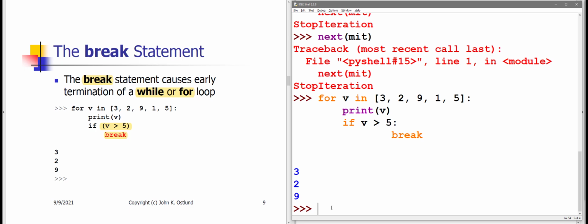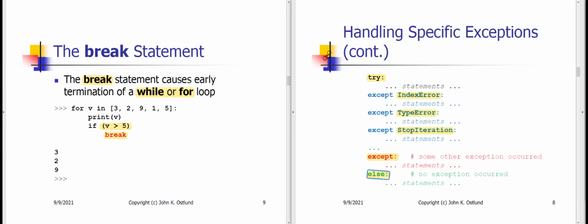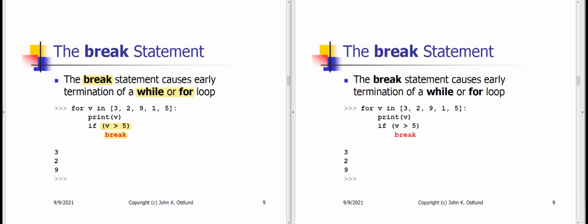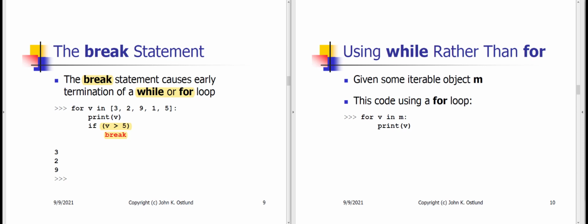Okay, so now that we know about handling labeled specific kinds of exceptions, and we also know about break, we can take a look at the full-blown code that we need in order to get our next and iter functions to work.